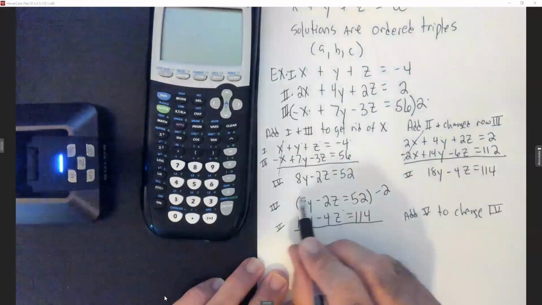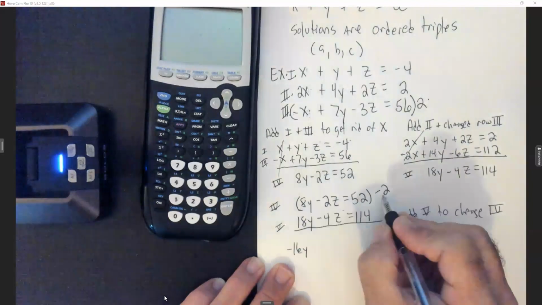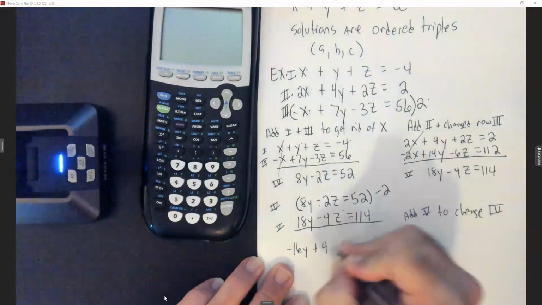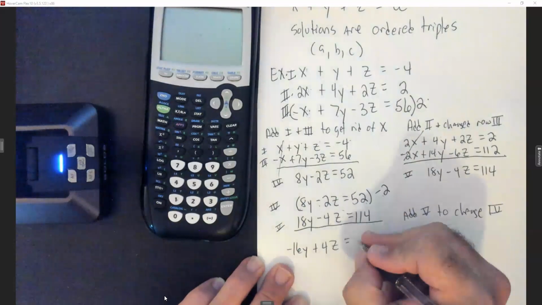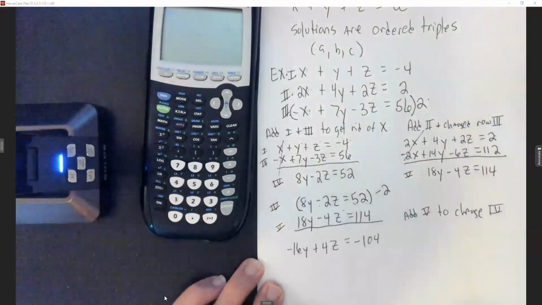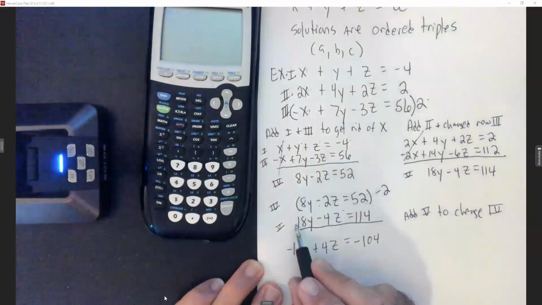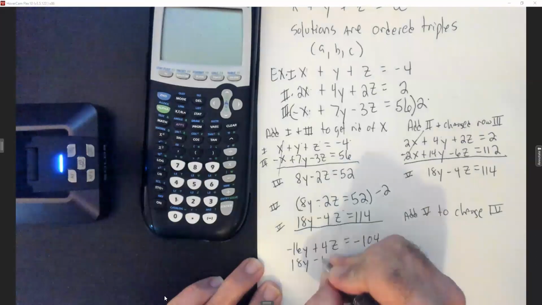So we get a -16y. Negative times negative makes that a +4z. And then 52 times -2 is what? A -104. Row 5 I didn't change. So 18y minus 4z equals 114.